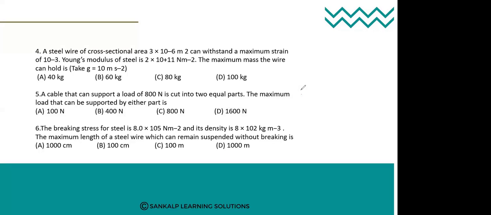Here they have given a steel wire of cross section. So the cross section area is given for the steel wire. Then after that, Young's modulus value is given, maximum strain value is given, right? So what you need to calculate here is the value of the mass. How much mass can that wire hold? That mass value you have to calculate. So see how to do this one.